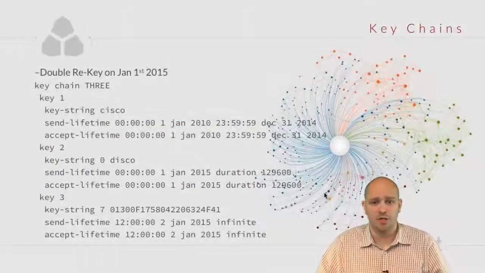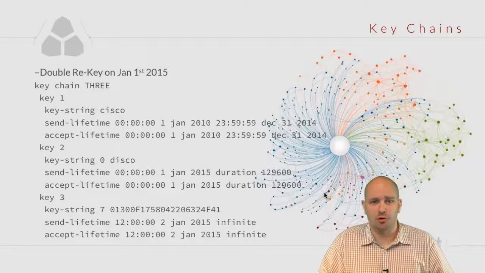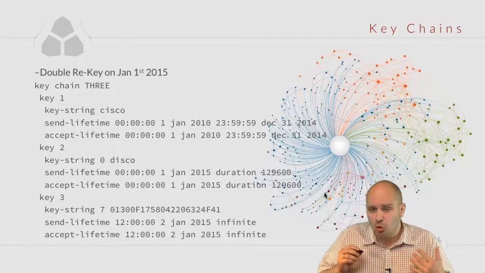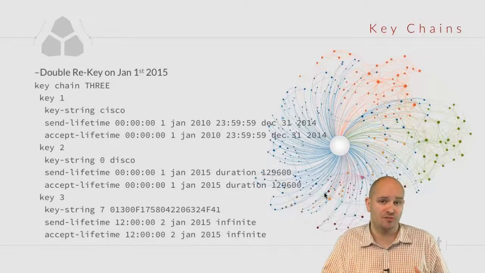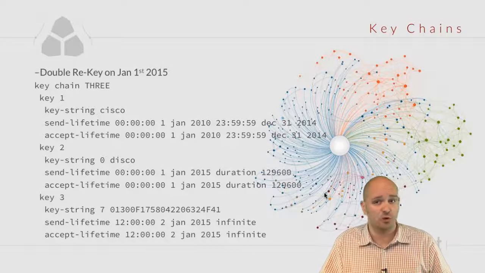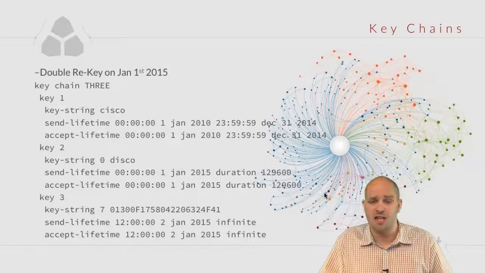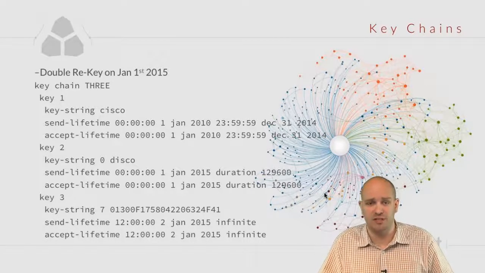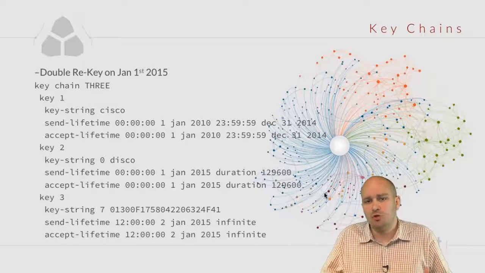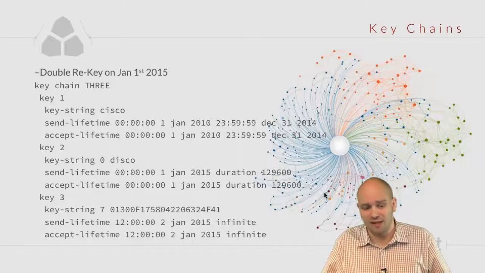The third example here is going to be even more elaborate. So what I want to do here is perform what I like to call a double rekey. I want to have the key that is valid until January 1st, 2015. Then I want to start using another key, and then after a certain period of time has elapsed, I want to start using the third key. There is no particular reason that I wanted to show you this other than to show off a couple more commands that you can use in the context of configuring keychains.